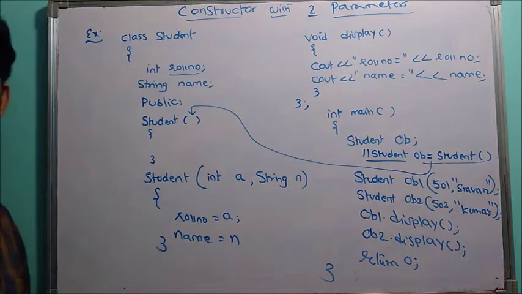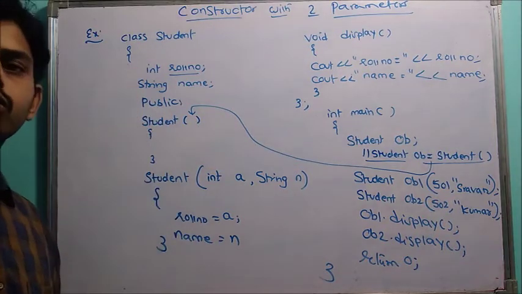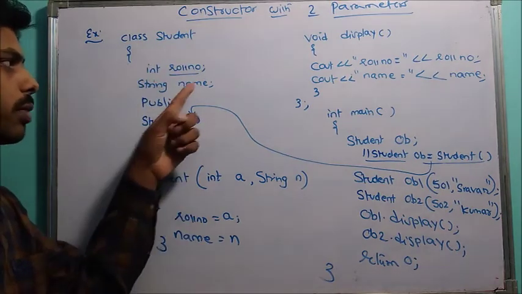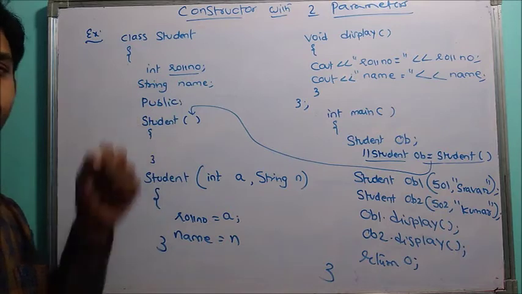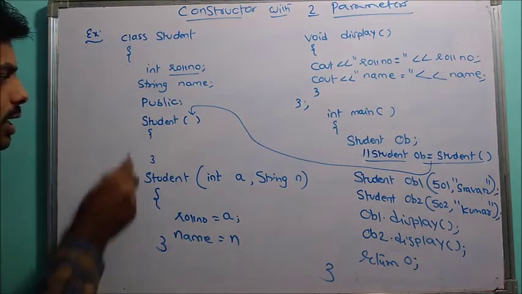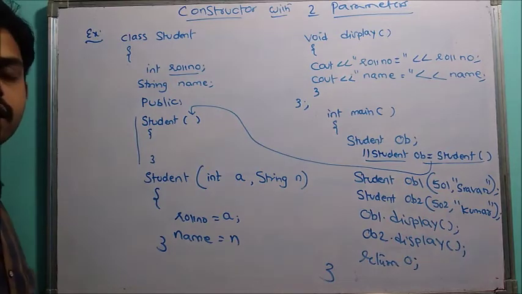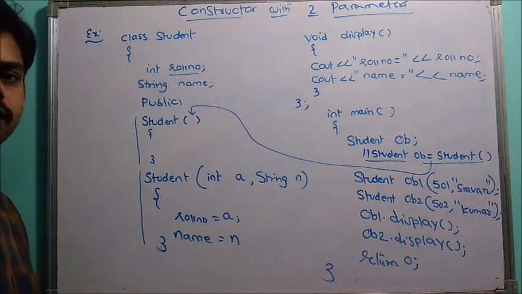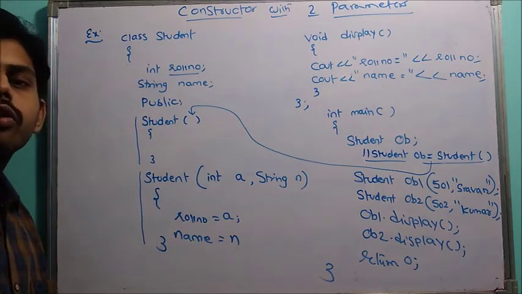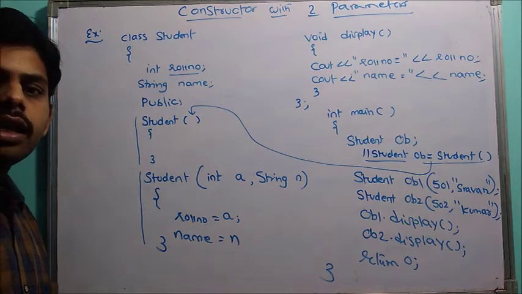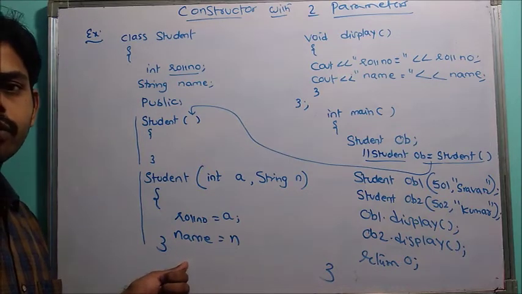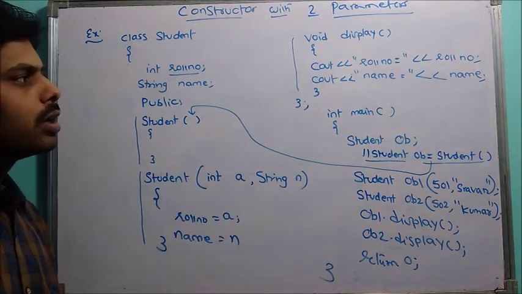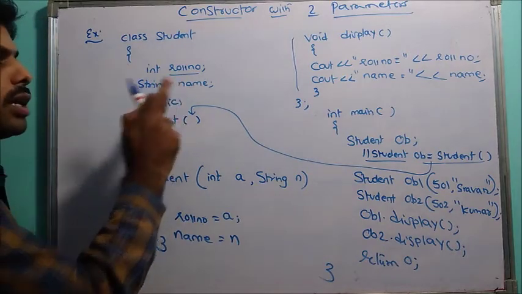So this is another simple program for constructor with two parameters. In this example, the class name is student. I am declaring two variables, roll number and name. Roll number is of type integer, name is of type string. In the public part, if you observe, a constructor with no parameters, that is a default constructor function, and a constructor with two parameters. That is, you can also write multiple constructors in your program. And one more normal member function, that is the display function. In that, I am displaying the values of roll number and name.